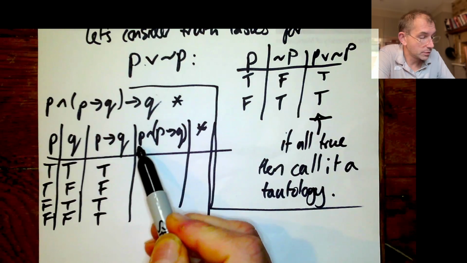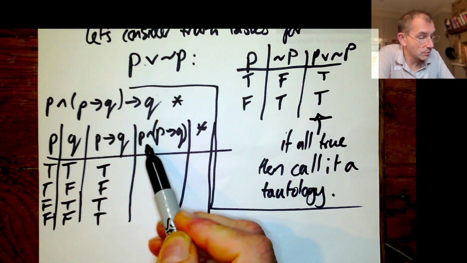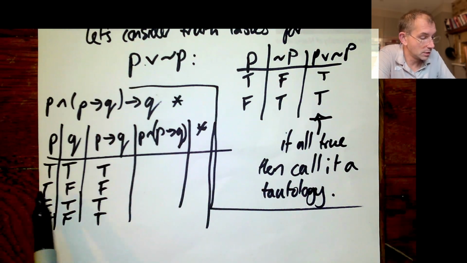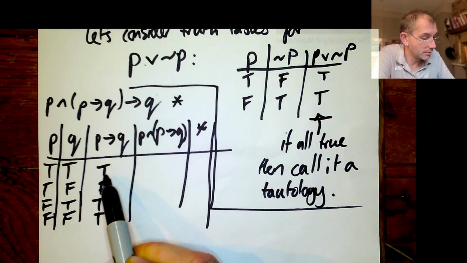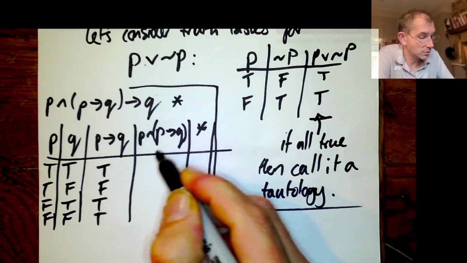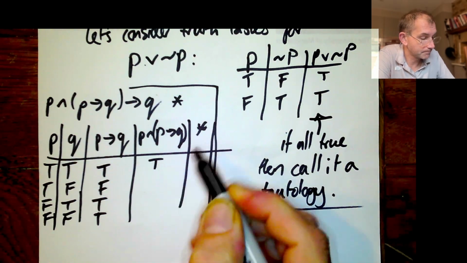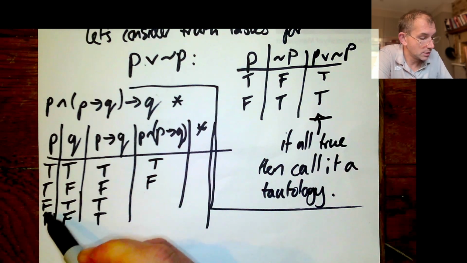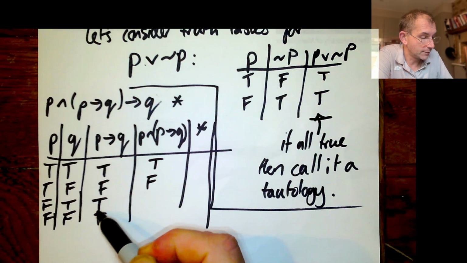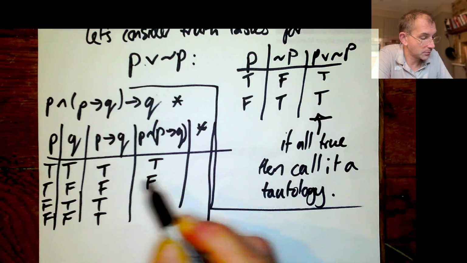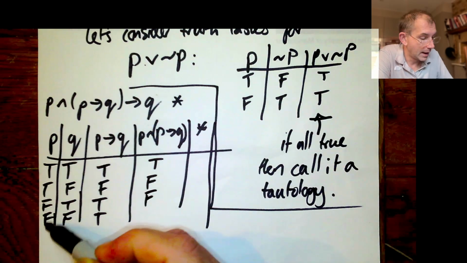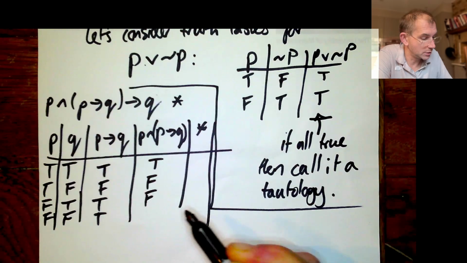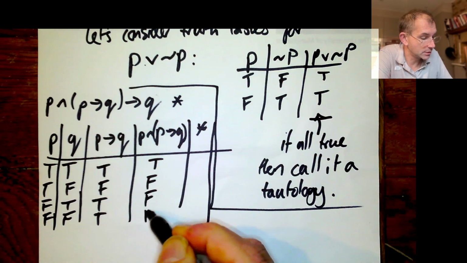Right, so now we want P. We know P is true, and we know that P implies Q. So let's see when that's true. So P is true, P implies Q is true. P is true, P implies Q is false, that's false. P is false, P implies Q, well that's still false. P is false, P implies Q is true, so that is false.